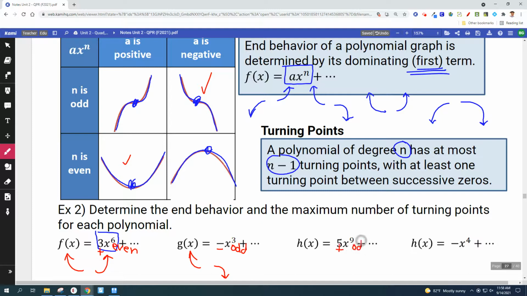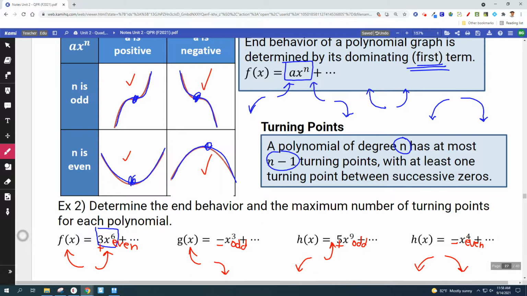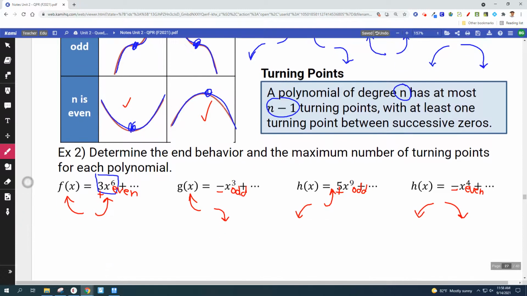Positive odd. Positive odd is this one. Positive odd. End behavior down and up. Negative even. Negative even is this one. Down and down. Again, I don't know what happens in the middle because I don't know what the rest of the numbers are, but I'm just talking about the end behavior, and that first term is enough to determine that.